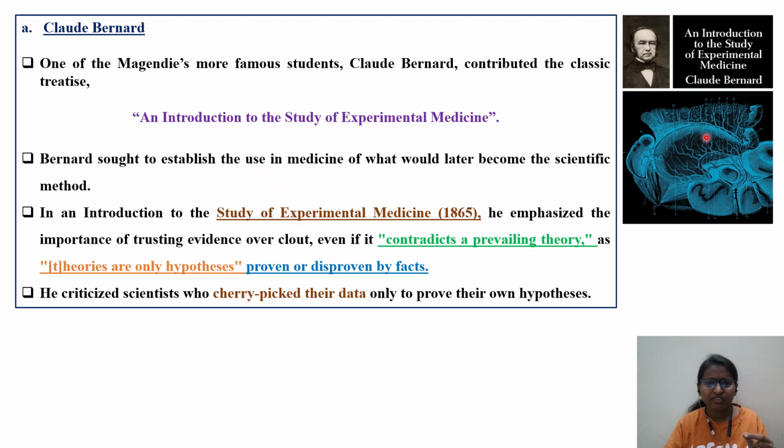This is a book he emphasized, and he contradicted a prevailing theory. Theories are only hypotheses, proven or disproven by facts. Again, this is very important. For those pursuing a PhD in toxicology or a postdoctorate, thesis and data, all these things are important. Students should not do cherry picking of data. Say you have 10 observations. If 2 or 3 observations lie outside, it might be an outlier, but a proper rational justification should be given. Cherry picking of the data should not be done, only to prove a point.